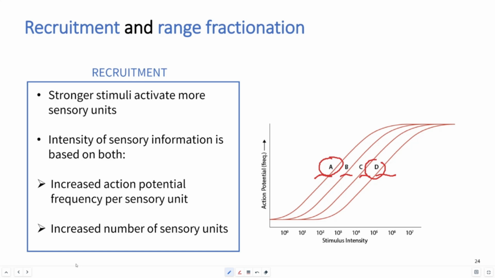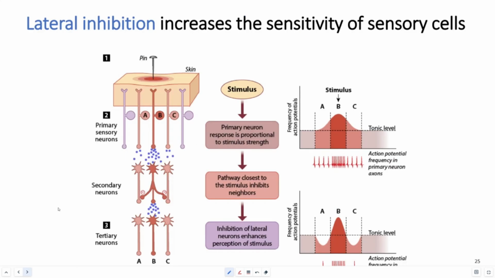Lateral inhibition is a neural mechanism that enhances sensitivity and resolution of sensory cells by sharpening the contrast between adjacent stimuli. This occurs when the sensory cells are arranged in a linear format, such as inside the skin or the retina of the eye.